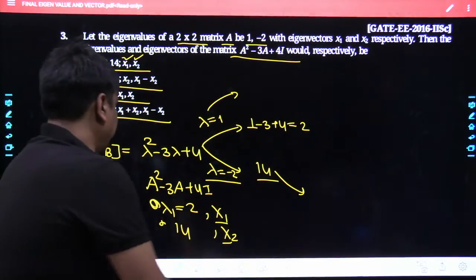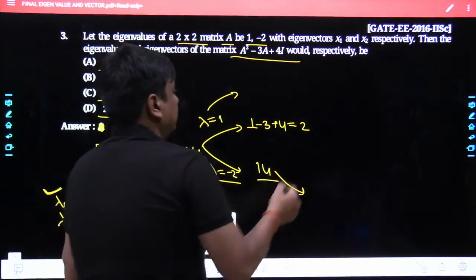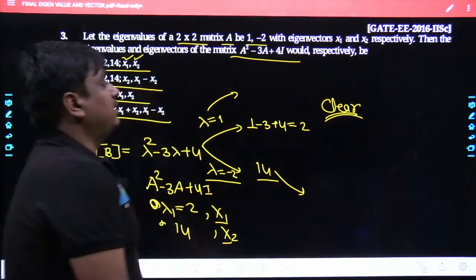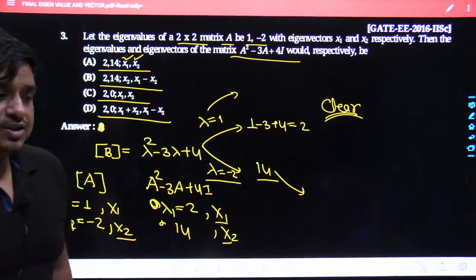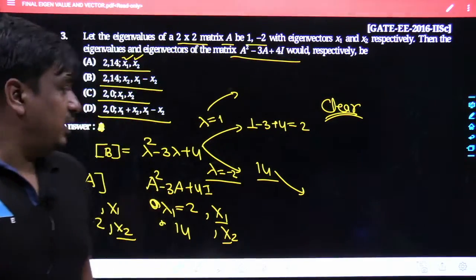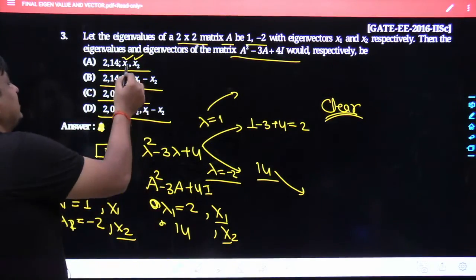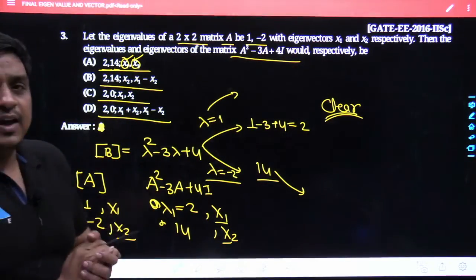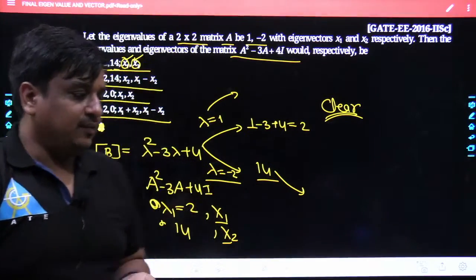So the concept is clear till this point. If it is clear, just write clear and we'll move forward. That means as such there is no change in eigenvectors, only eigenvalues are supposed to change.